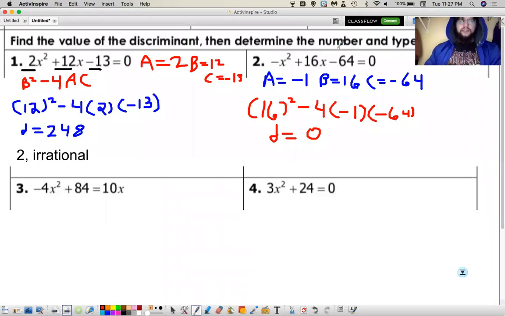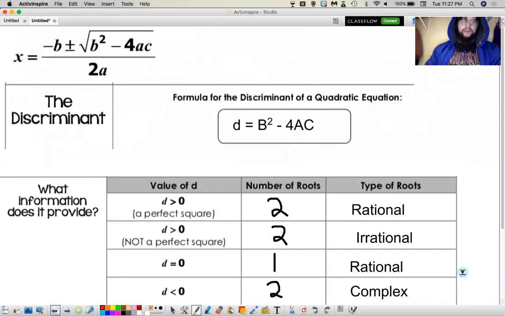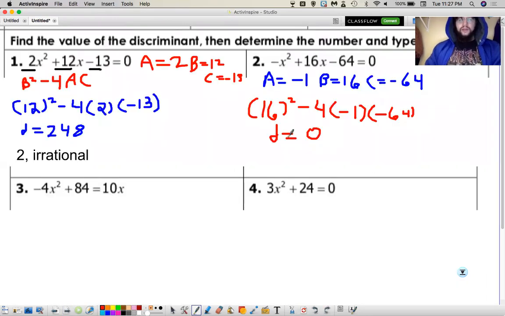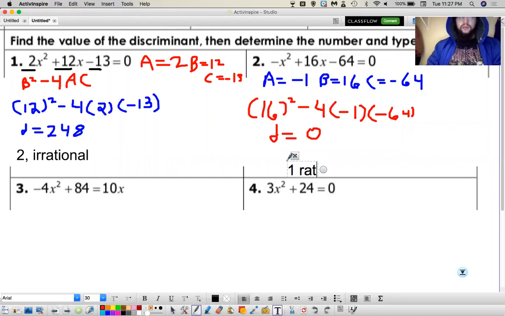All right, guys, took a bit longer than expected, but I'm back. So we got D is 0. If we go back and look, what does that mean? D is 0, 1 rational root. If you haven't written this down yet, you might want to go ahead and do that. So 1 rational, that's what kind of answer we have.